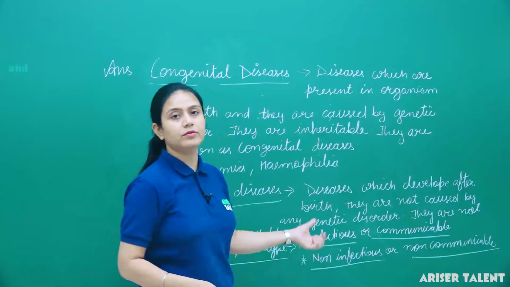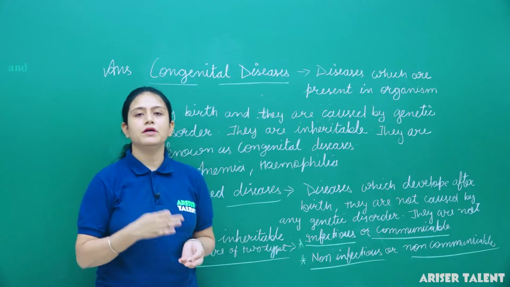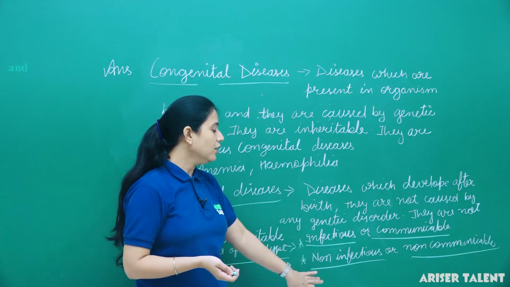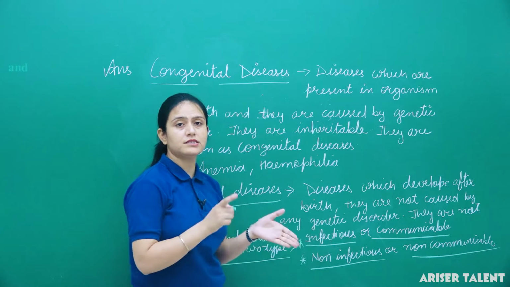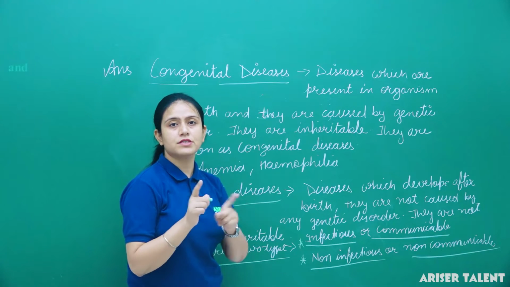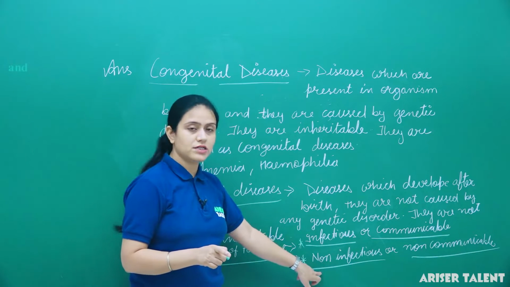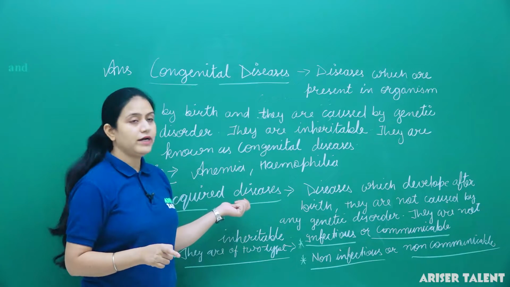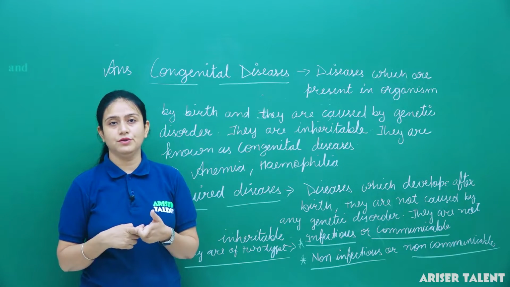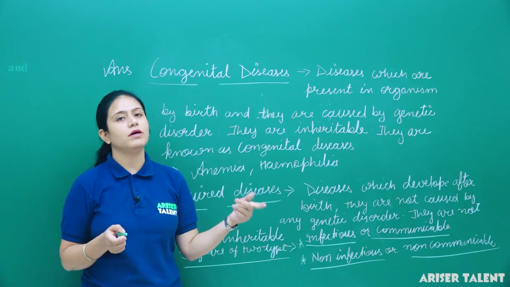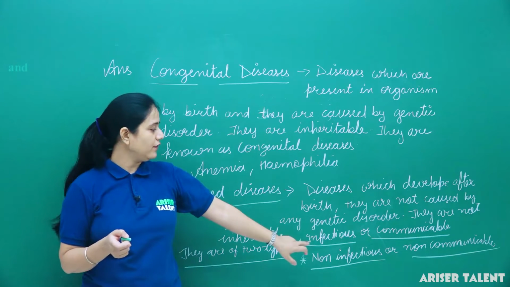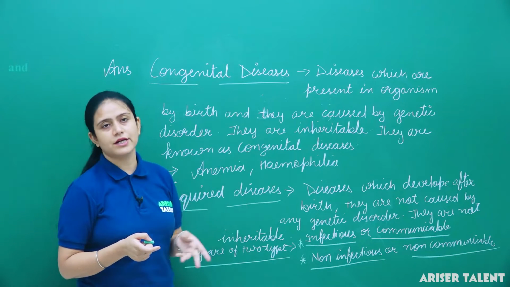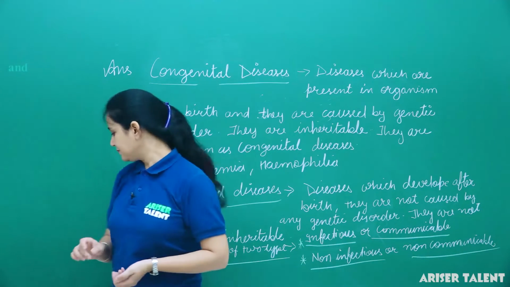Infectious or communicable means they spread from one infected person to another healthy person, like common cold, cholera, chickenpox, etc. Non-infectious or non-communicable means they do not spread from an infected person to a healthy person because they are generally caused by the deficiency of some nutrient. So acquired diseases, which we get from the environment, are not present by birth, they develop after birth, and they are of two types, infectious and non-infectious. Clear? So this is the difference between congenital disease and acquired disease.